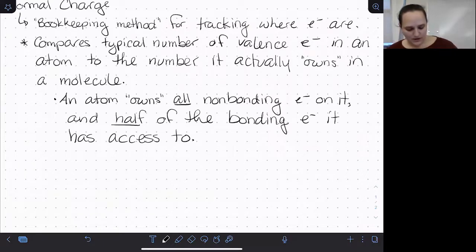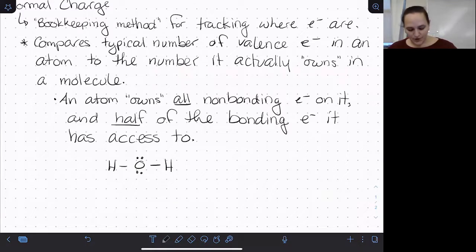Let's go back to our super familiar example for water. Our structure for water looks like this. We know that all of the atoms in the structure have a filled valence shell. The hydrogen has access to both electrons in this bond, as well as this hydrogen. The oxygen has its 4 non-bonding electrons, plus it has access to all 4 of the electrons in these bonds, for a total of 8.